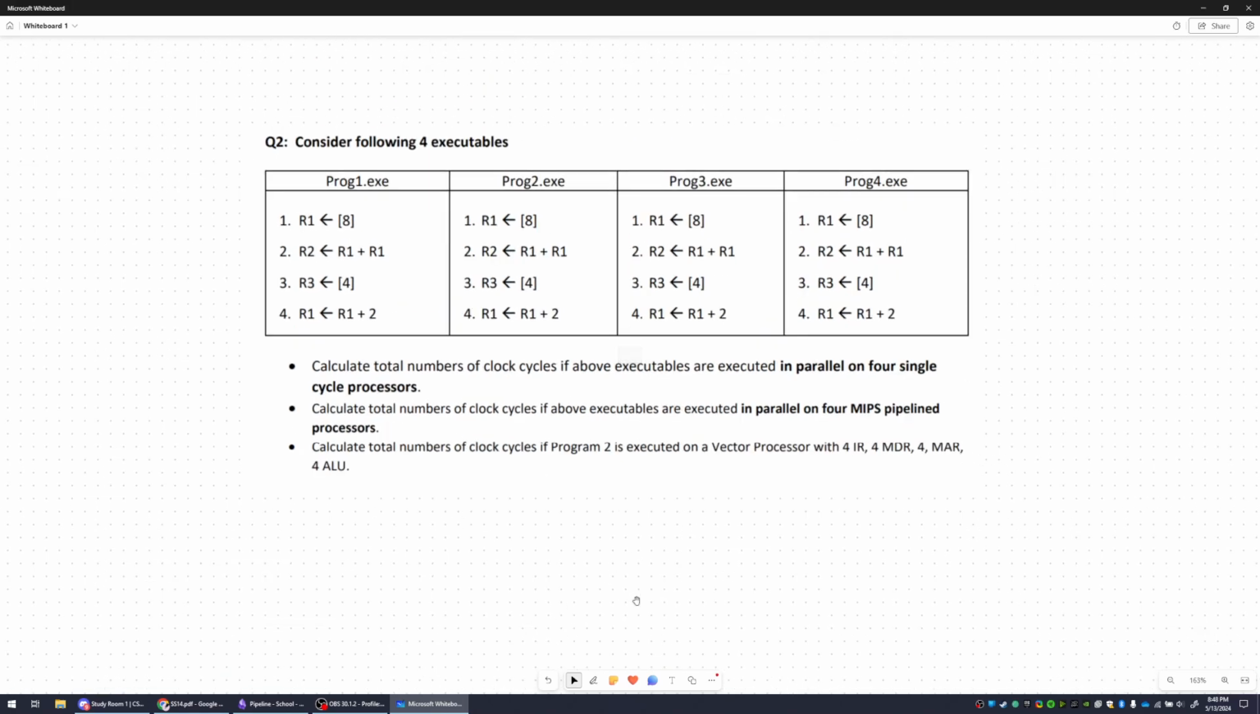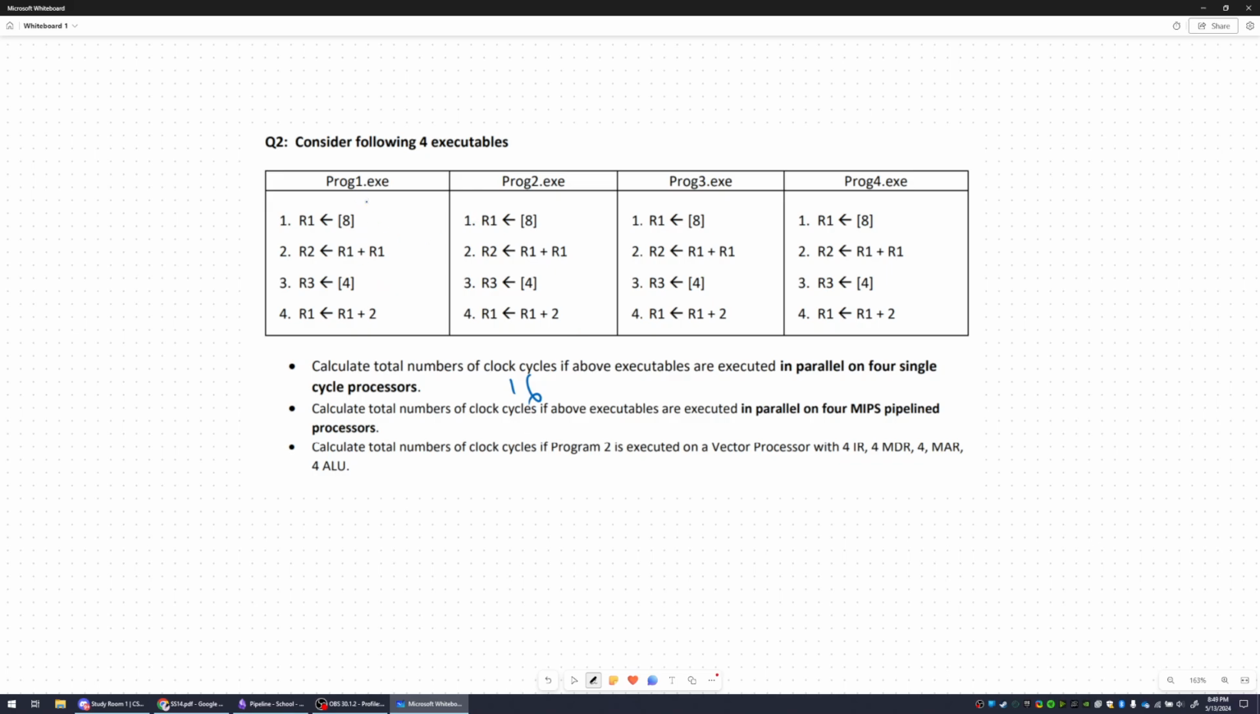For this question, it says the total number of clock cycles executed in parallel on 4 single-cycle processors, but I'm assuming since he didn't mention a multi-programming OS, these have to run one after another. So it's 16, right? Because it's 4 plus 4 plus 4 plus 4. And then calculate the total number of clock cycles of the above executables executed in parallel on 4 MIPS pipeline processors.